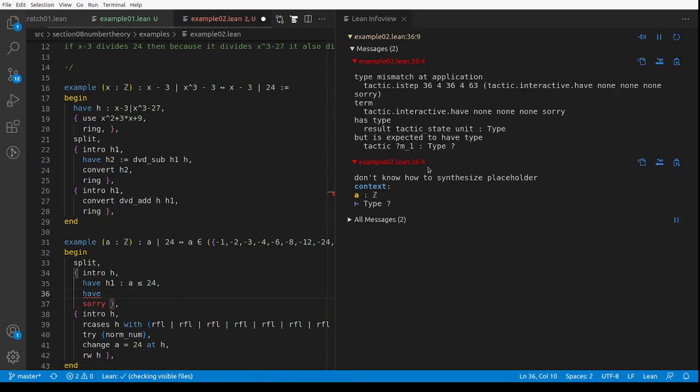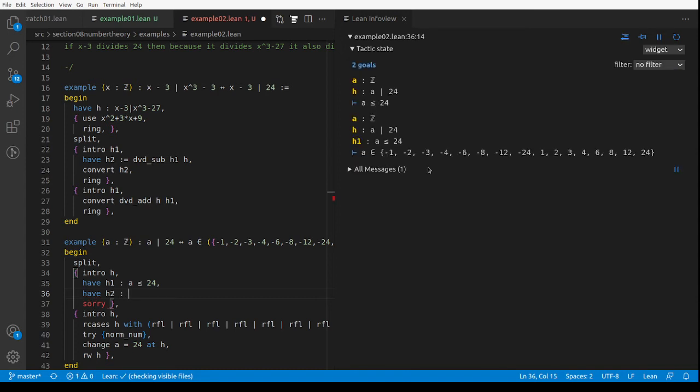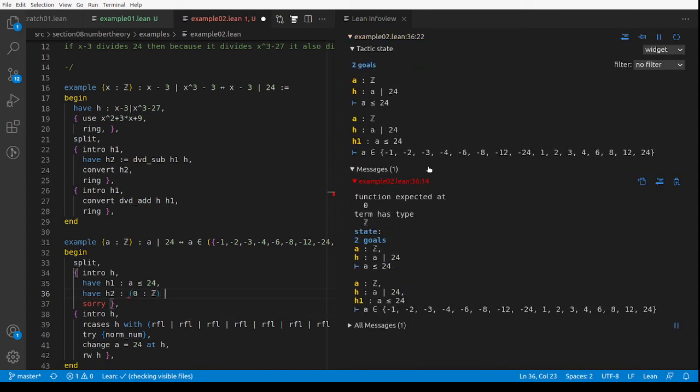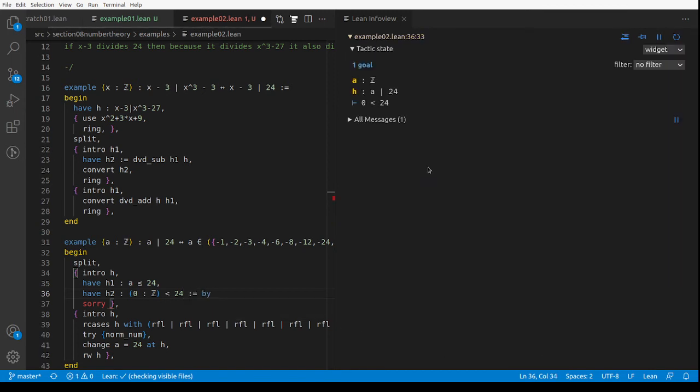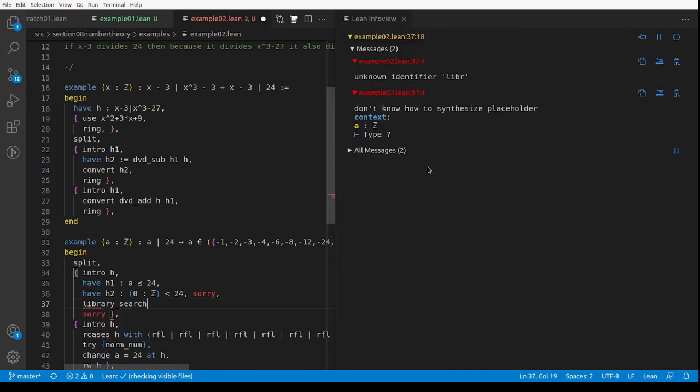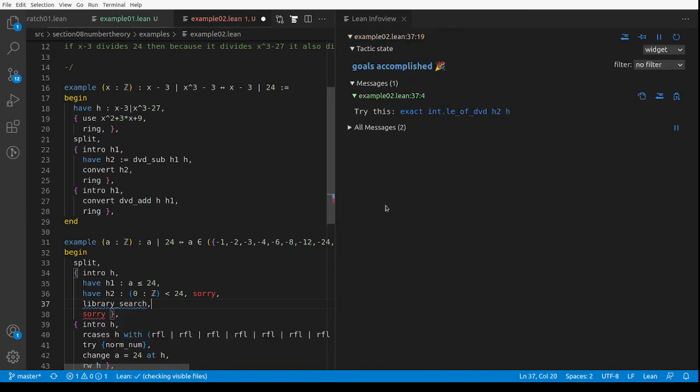So let's go with this. Less than 24 by whatever. I mean, let's just sorry it. And now let's try library search. Now, I've put the key. Yeah, you see, now it works.